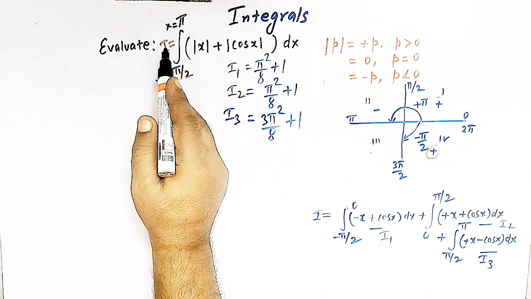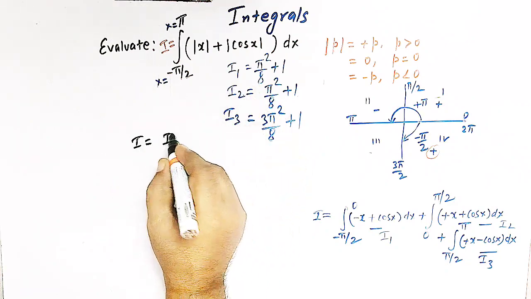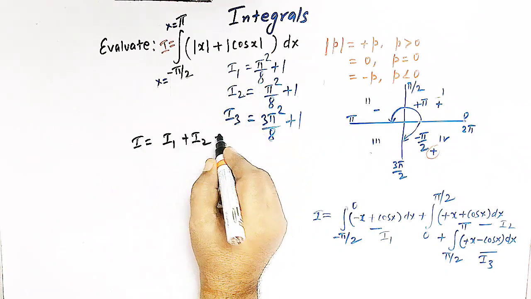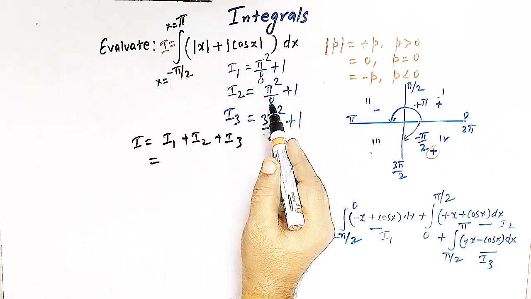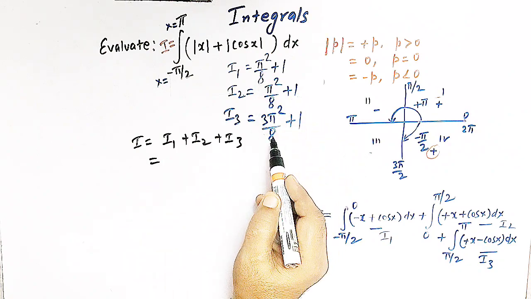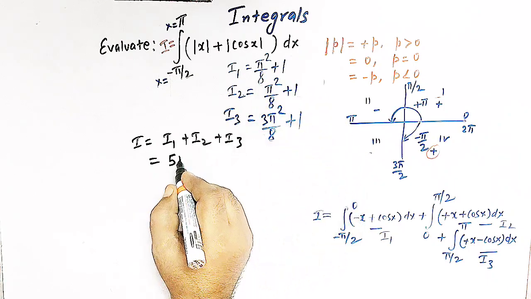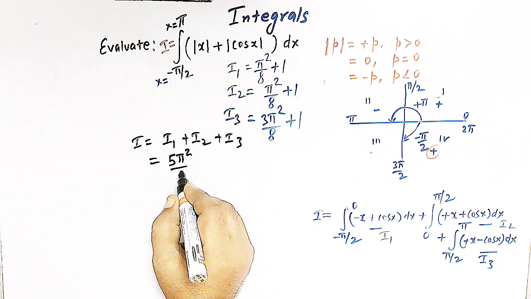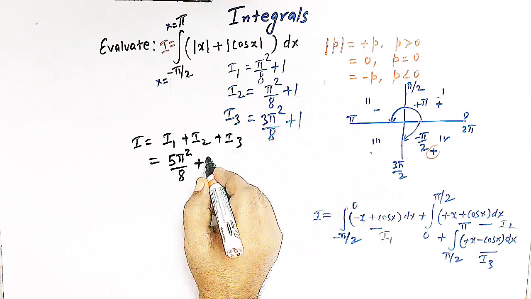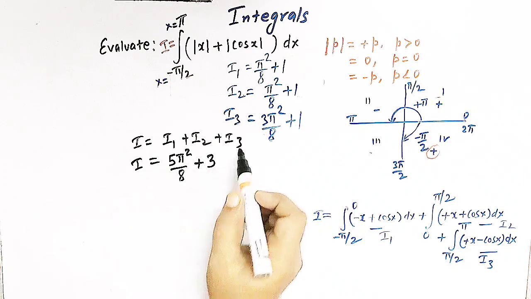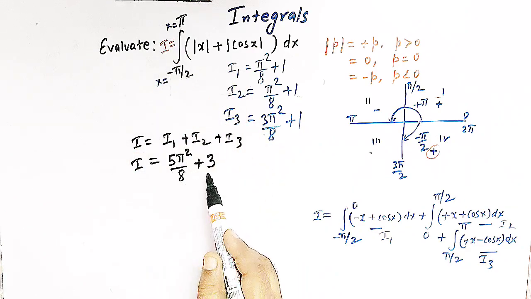So now the value of this integral I is given by the sum of these three integrals, I1 plus I2 plus I3. So here we have pi square over 8, pi square over 8, and 3 pi square over 8. So when we add all these three numbers, we get 5 pi square over 8, and here 1 plus 1 plus 1 is equal to 3. So the value of this integral is 5 pi square over 8 plus 3.